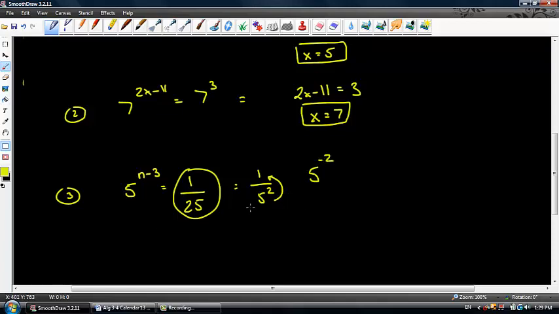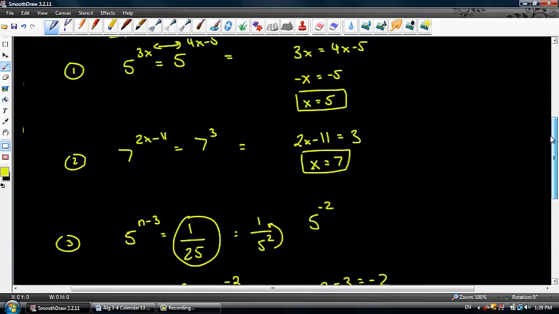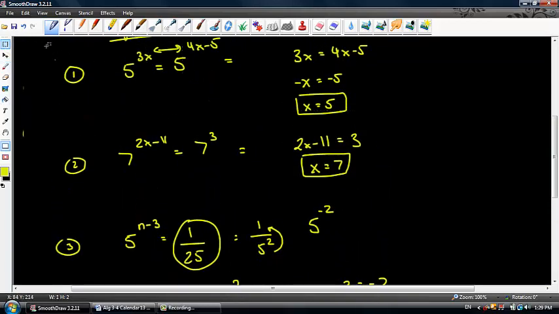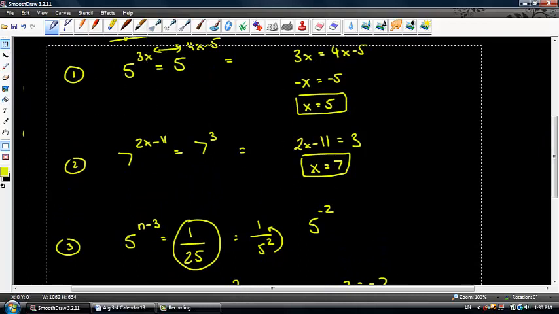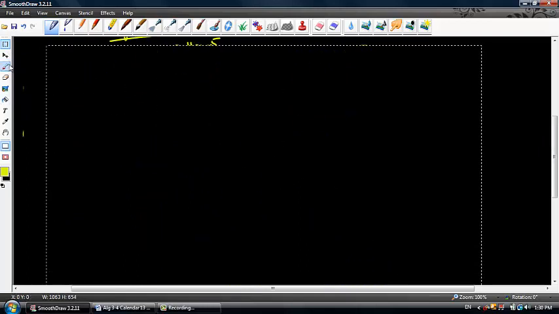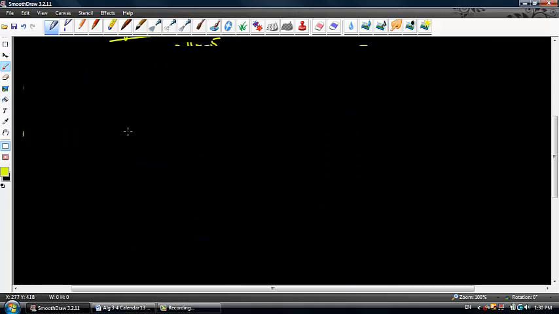So after I clean all this up, what I should really have is 5 to the n minus 3 equals 5 to the negative 2. And since, again, I have same bases, my exponents are going to be the same, so n minus 3 equals negative 2, n equals 1. So again, the only thing they can really do to make this harder is to make you manipulate before you get to a point where you can solve equations easily. So let's do a few more of those, and then we will move on to something else.